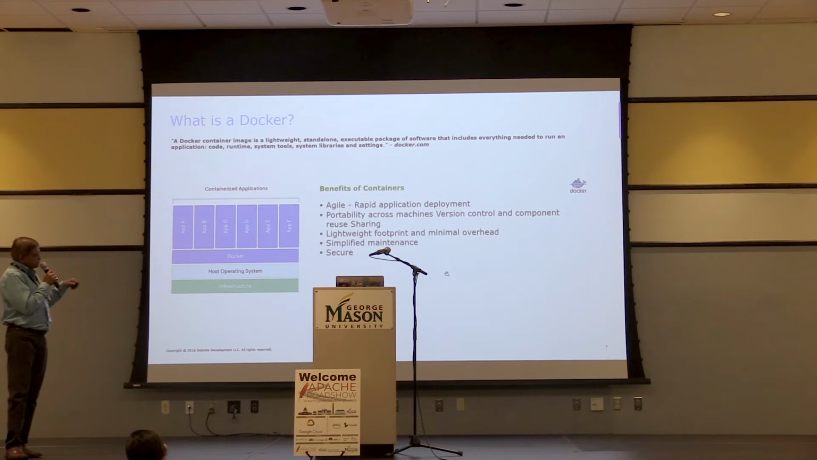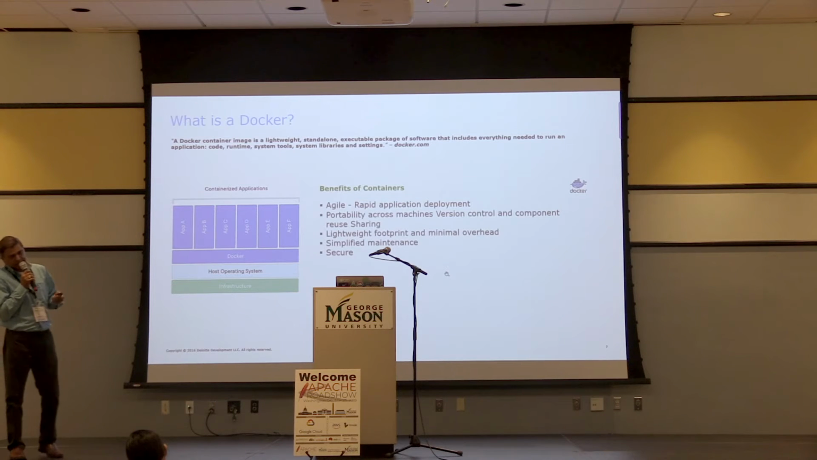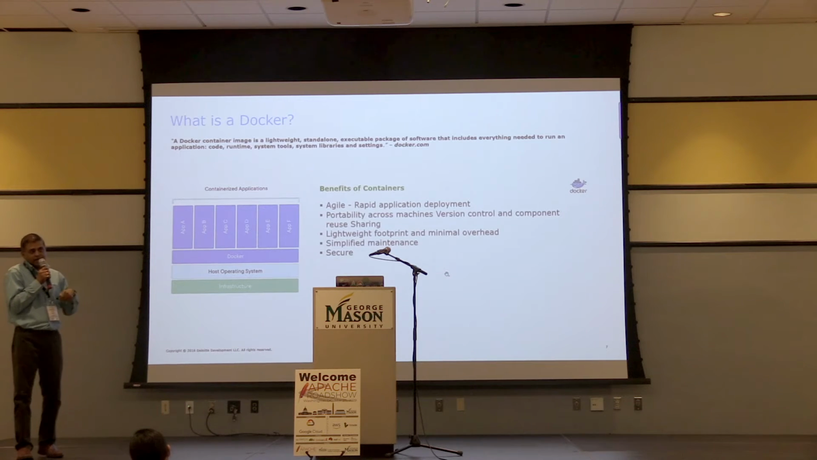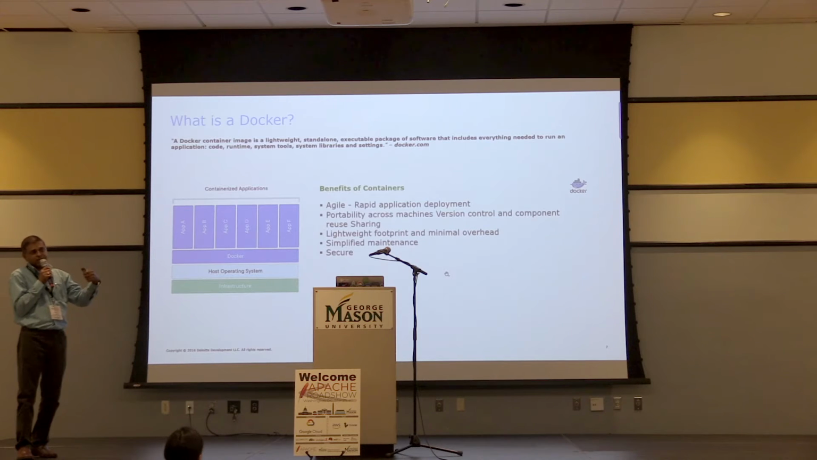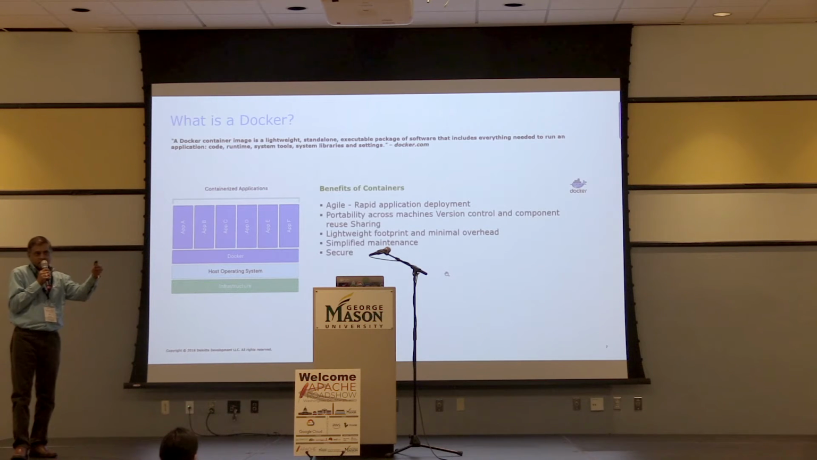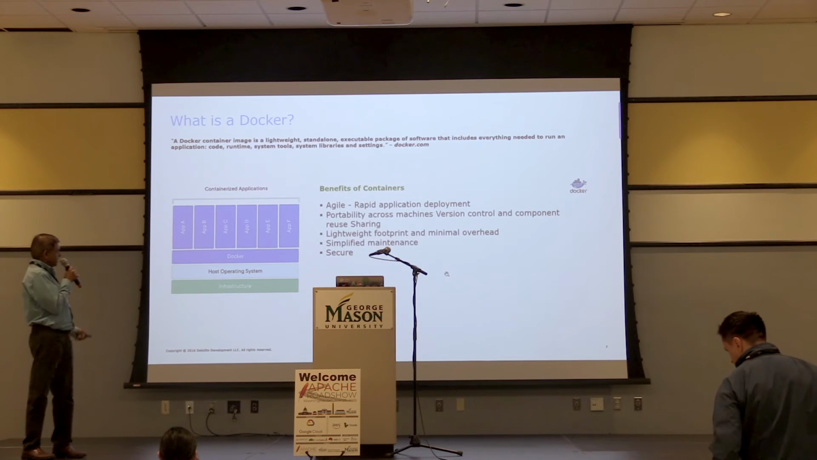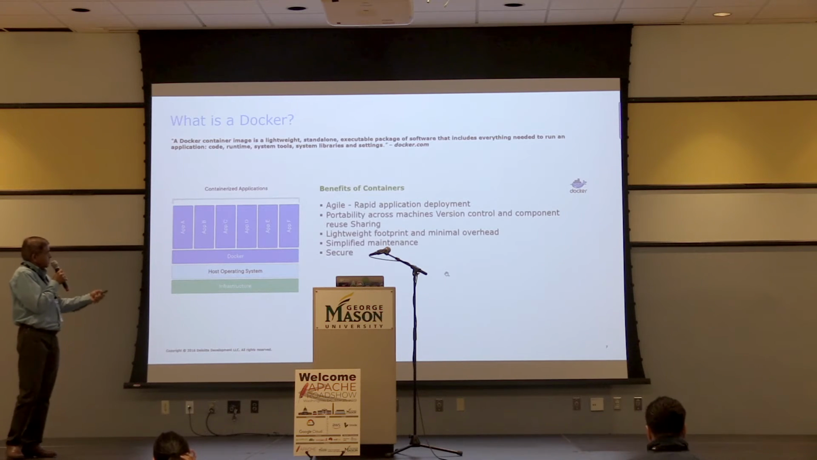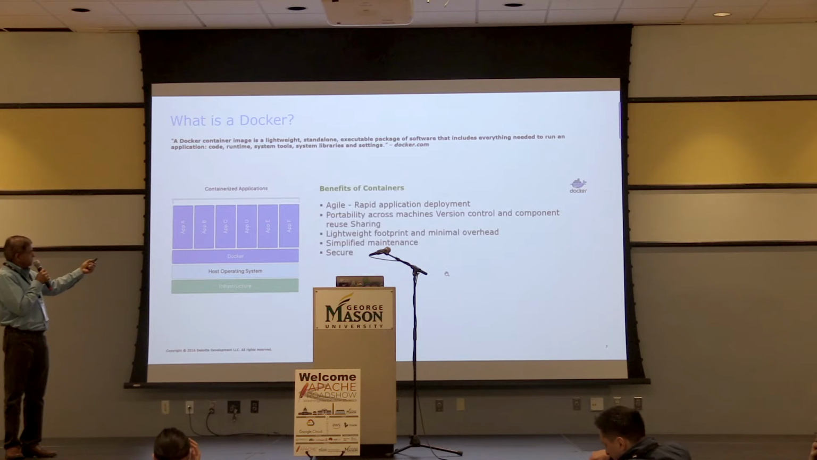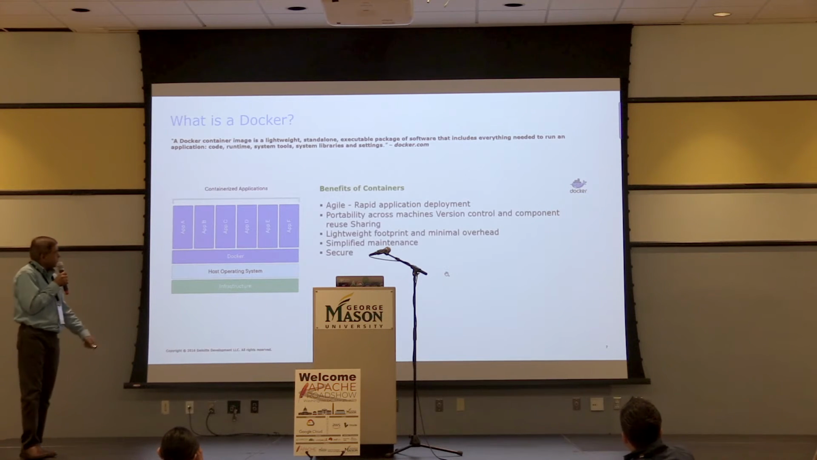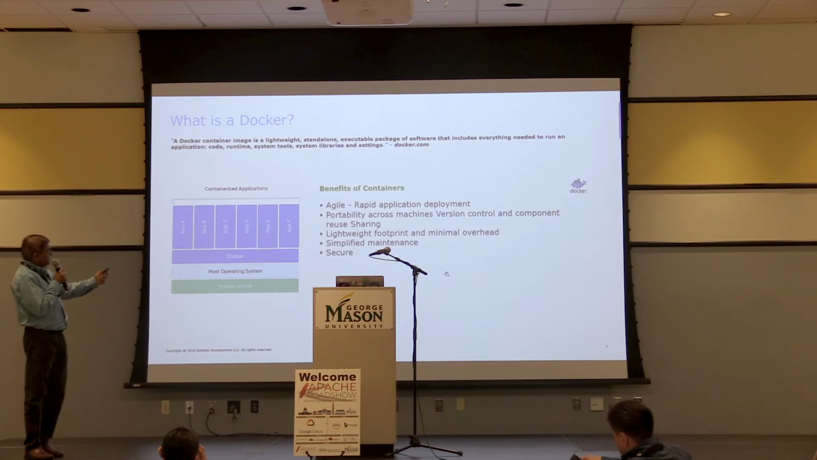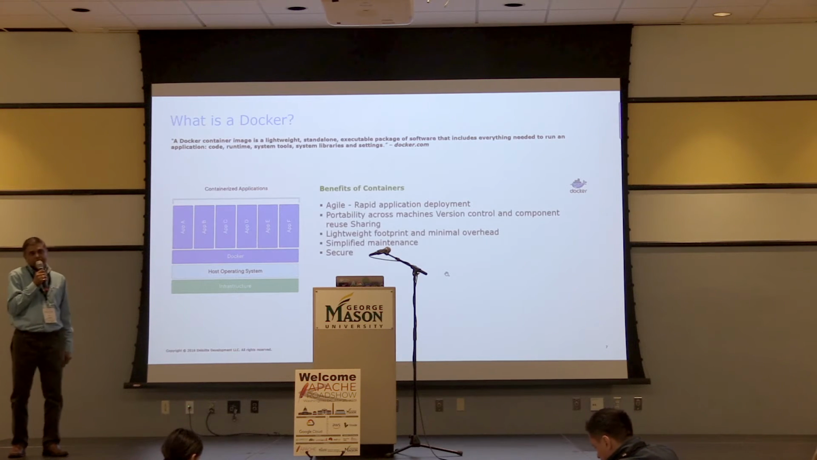And you can do blue-green deployments. That is another benefit you get out of it. You have one container spinning with the current version, and you want to deploy a new version. You can deploy it as a separate container and expose the APIs. Run it through your system, and once it is stable, you can retire the other system. So we always go with blue-green deployments, and you can port it across machines, version control and component reuse sharing, lightweight footprint and minimal overhead, which is very important actually.